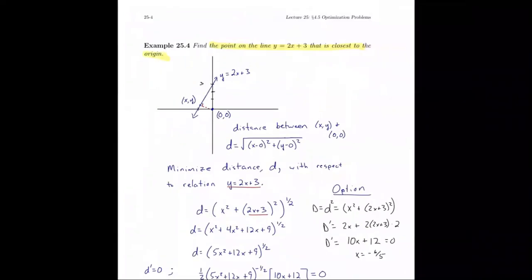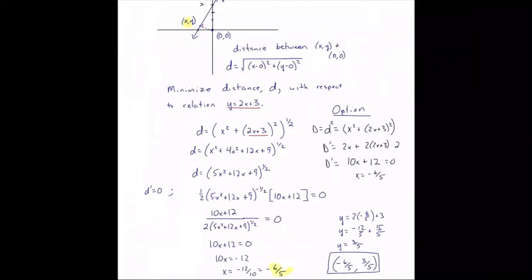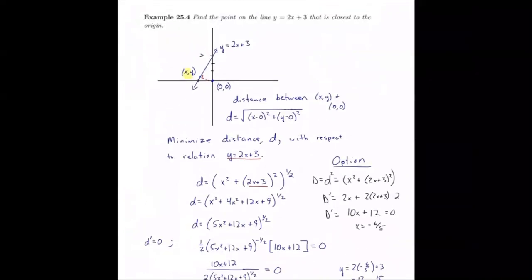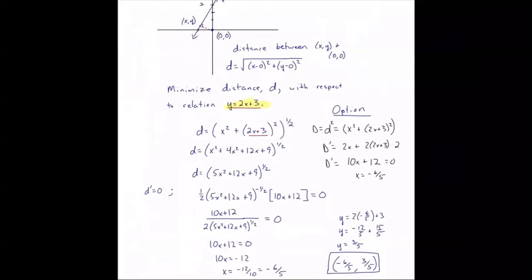They want to know what the point is. What we just found was the x value for that point. We now know that x is negative 6/5, and that's the x value of that point. Okay, what's the y value? Well, I know it's on this line, so I'll plug in negative 6/5 into this line, and looks like I do that down here.